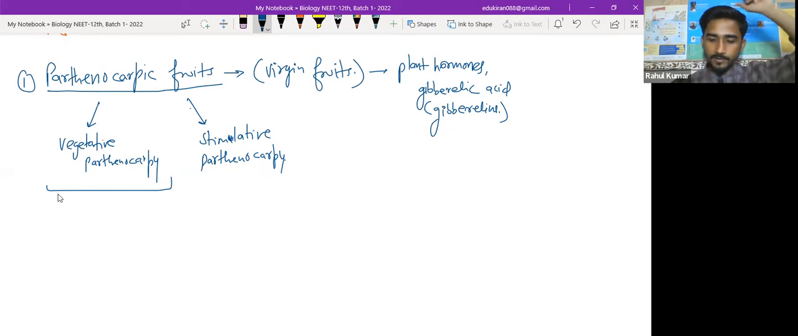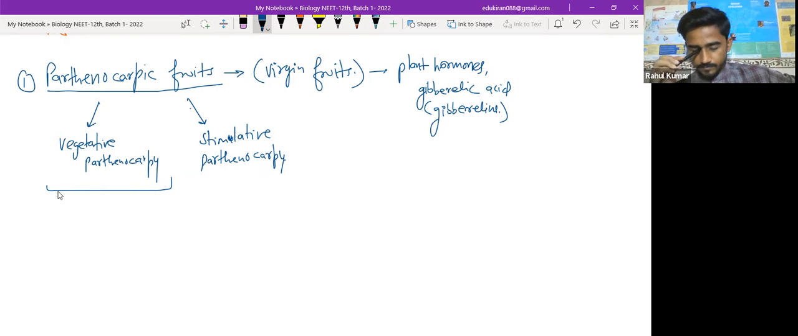Write down: in vegetative parthenocarpy, no pollination takes place in nature. So it happens in the absence of pollination. So no seeds are produced within the fruits.